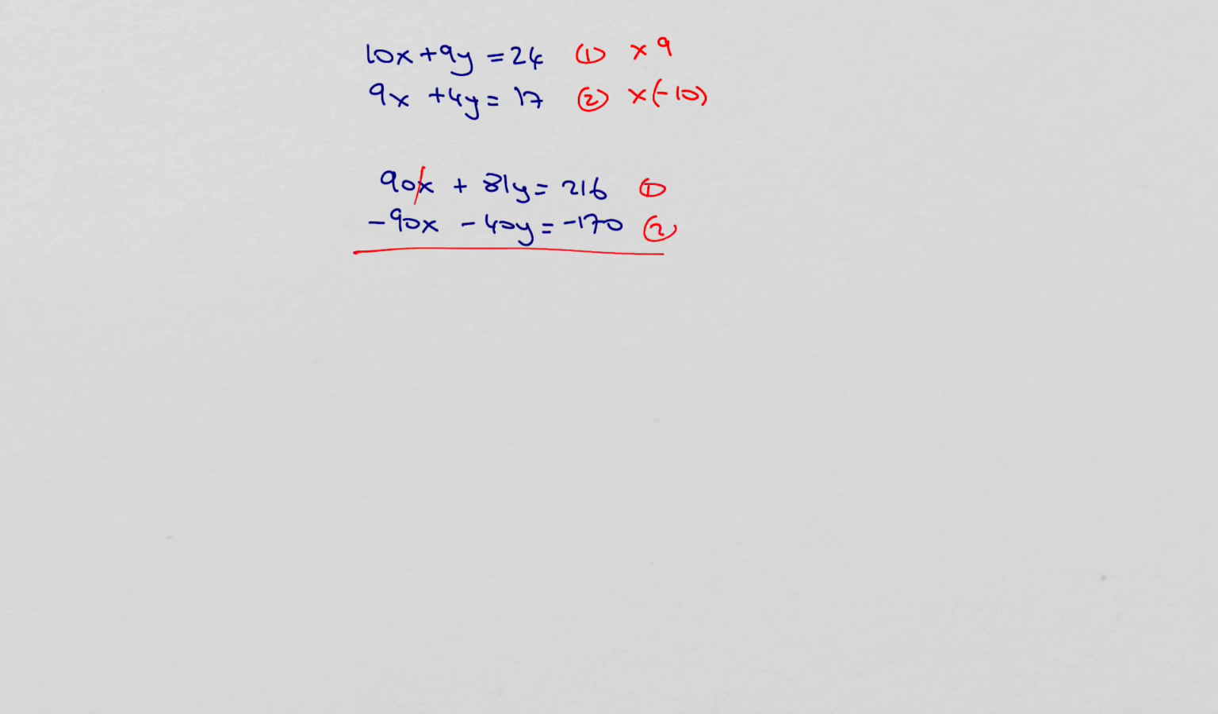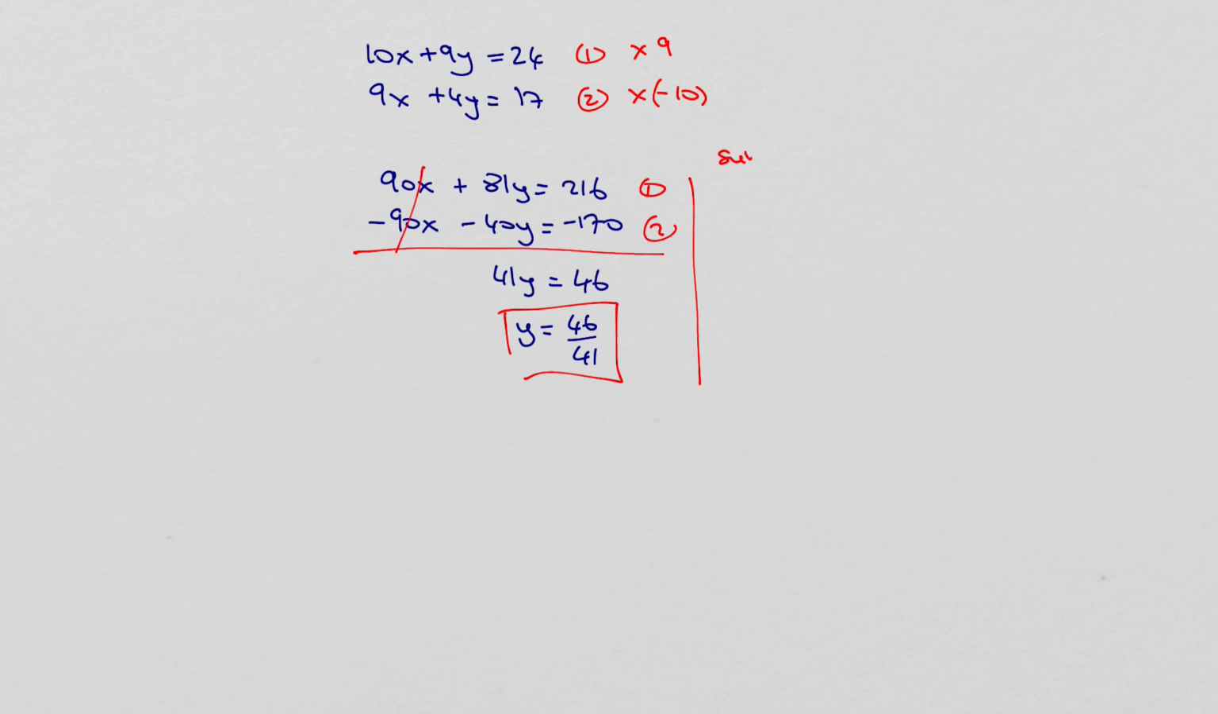So adding my like terms, I'm left with 0x. 81y minus 40y gives me 41y. 216 minus 170 gives me 46. And if I divide across by 41, it won't simplify. So I'm left with a fraction answer. And that's okay. That happens sometimes in our questions.